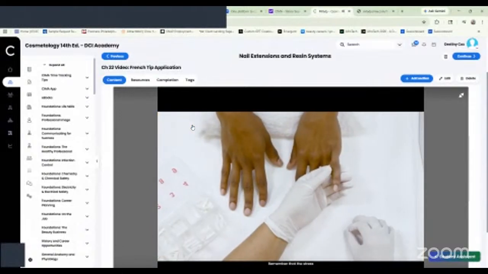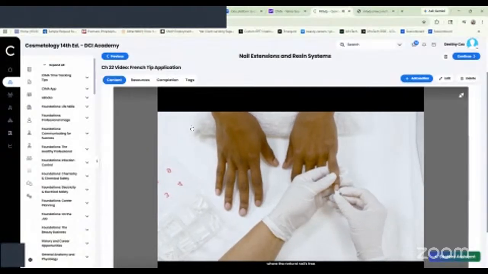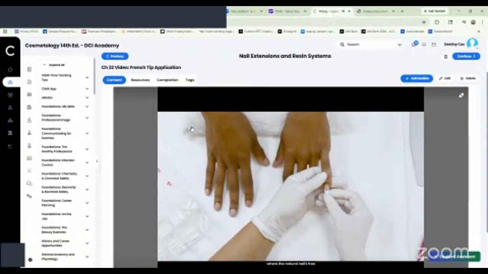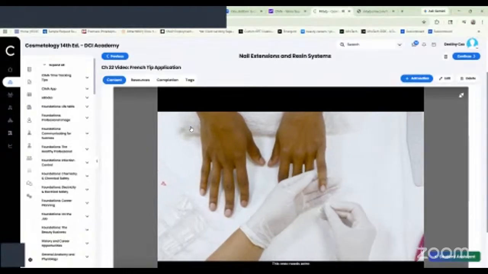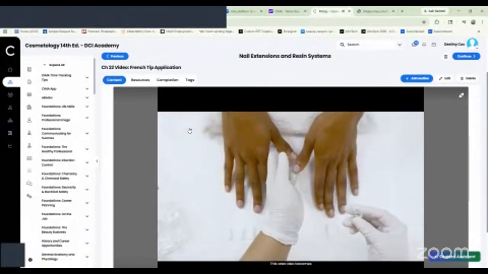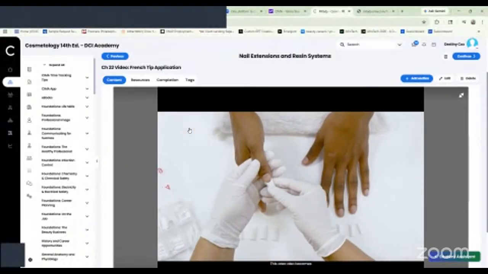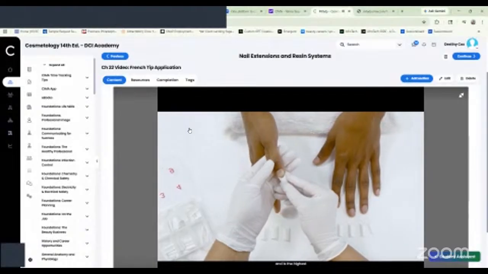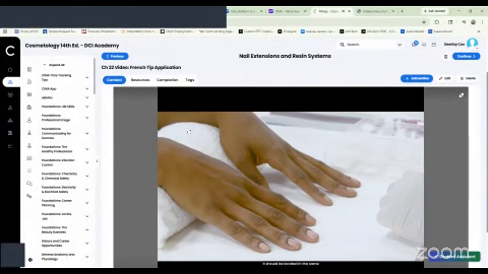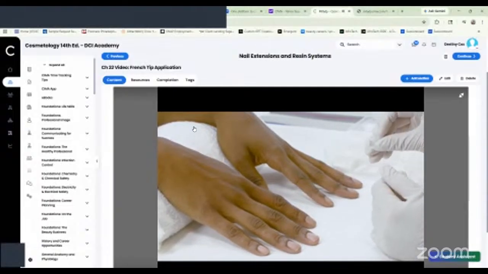Remember that the stress area of the nail is where the natural nail's free edge meets the extension. This area needs extra nail enhancement product to provide optimum strength. This area also becomes the apex, or arch, and is the highest point on the nail. It should be located in the same place on each nail when looking at the profile of the nails.